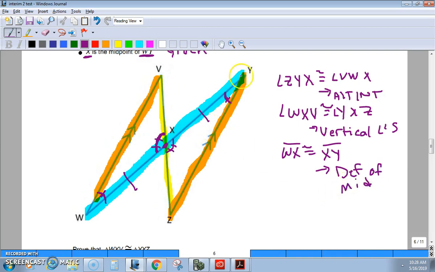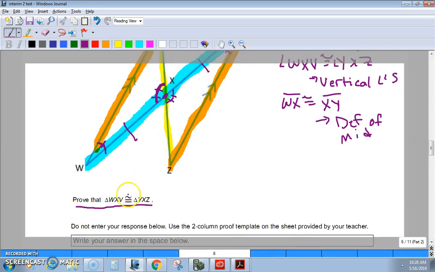And then we have to look at what we got. We have two angles that are the same, and we have a side in between them that is the same. So if we go down and look at the final claim, which is to prove that triangle WXV is congruent to triangle YXZ, we know that is because of the angle, side, angle triangle congruency theorem.